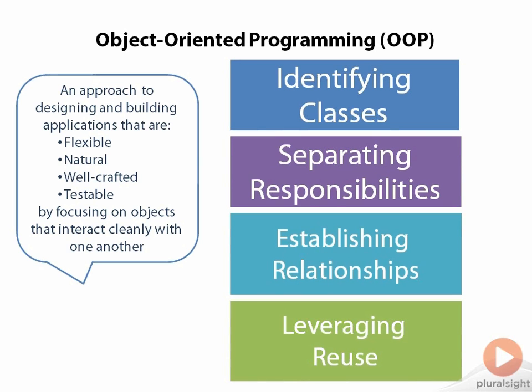Though shown here as a set of steps, object-oriented programming is an iterative process. You may identify a few classes, look at separating out some responsibilities, and find you need to identify more classes. You may define some relationships and find you need to separate out more responsibilities, and so on.